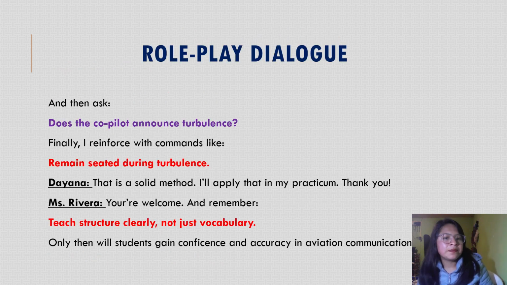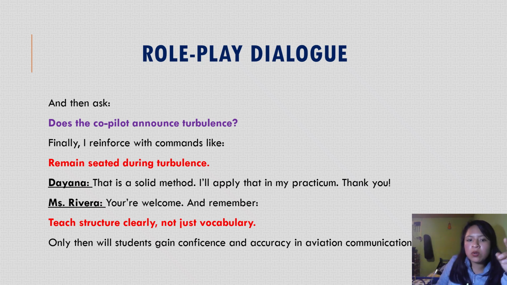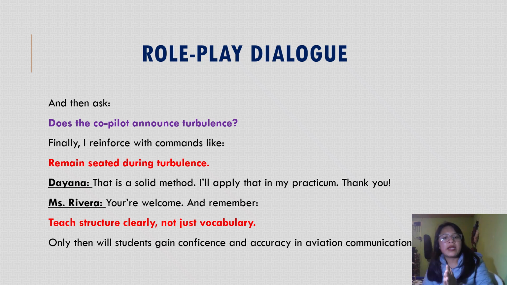And then ask: does the copilot announce turbulence? Finally, I reinforce with commands like: remain seated during turbulence. That is a solid method. I'll apply that in my practical. Thank you. You're welcome. And remember, teach structure clearly, not just vocabulary. Only then will students gain confidence and accuracy in aviation communication.